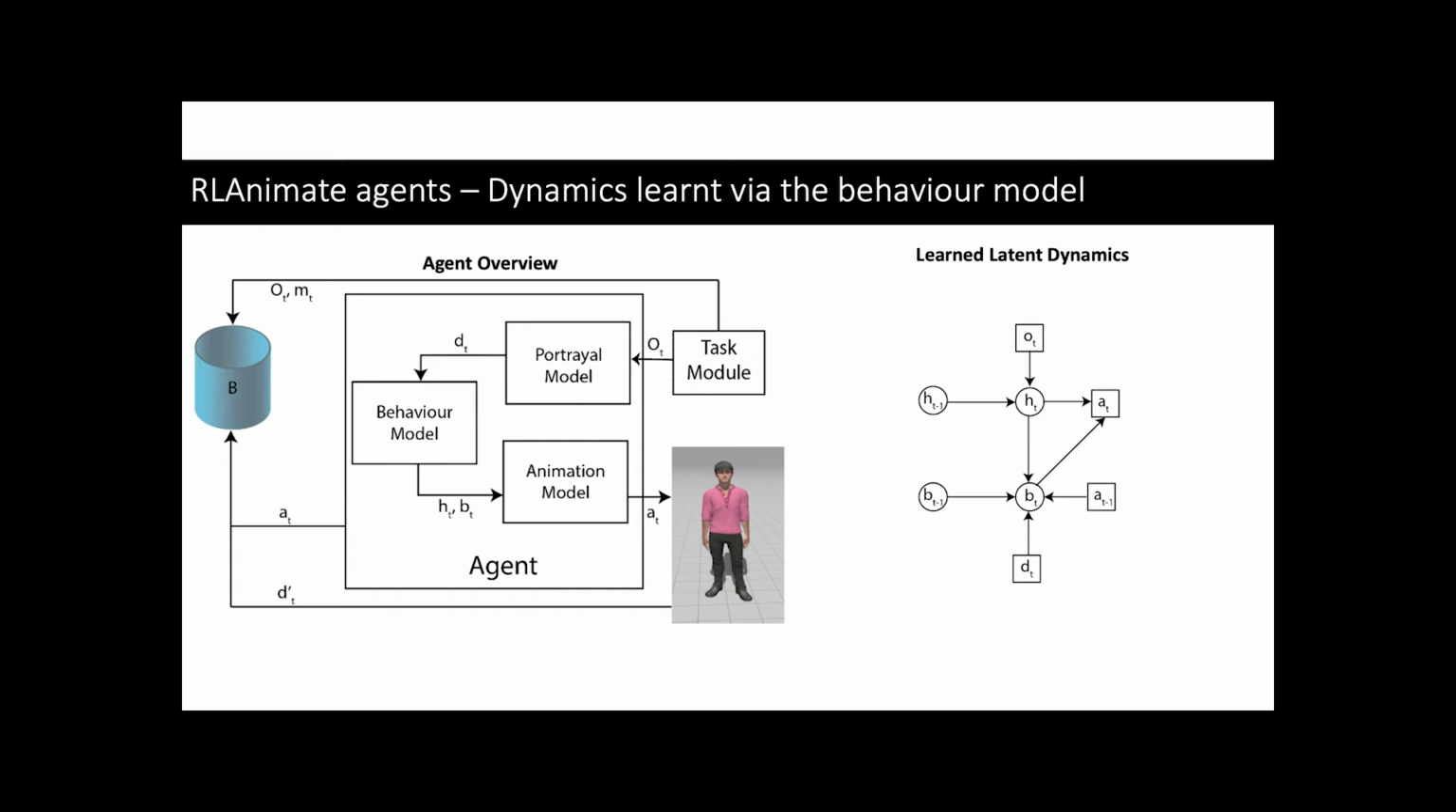The latent dynamics space is split into two components: the deterministic task state H and the probabilistic behavior state B. The behavior state is the component that captures the stochastic dynamics, and these dynamics are modeled as normally distributed, and the behavior state vector is generated by applying the learned dynamics to the deterministic hidden task state and the current animation pose. The deterministic task state captures the dynamics related to the objective state.